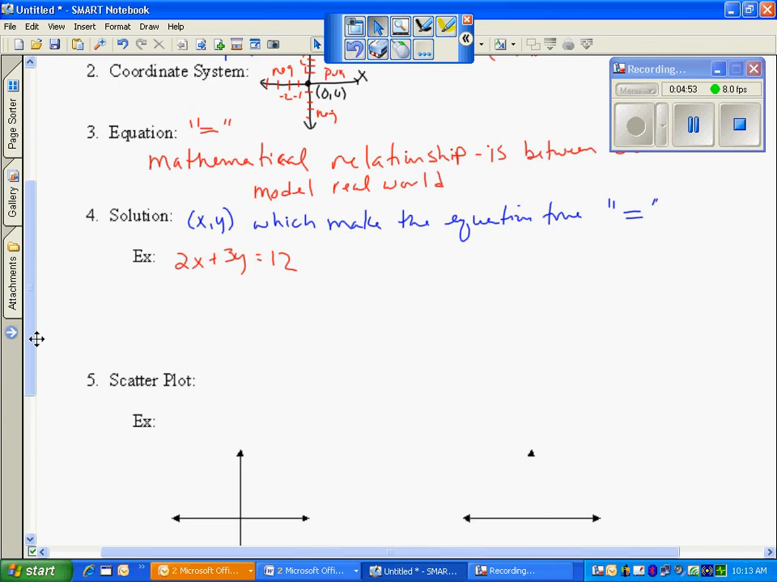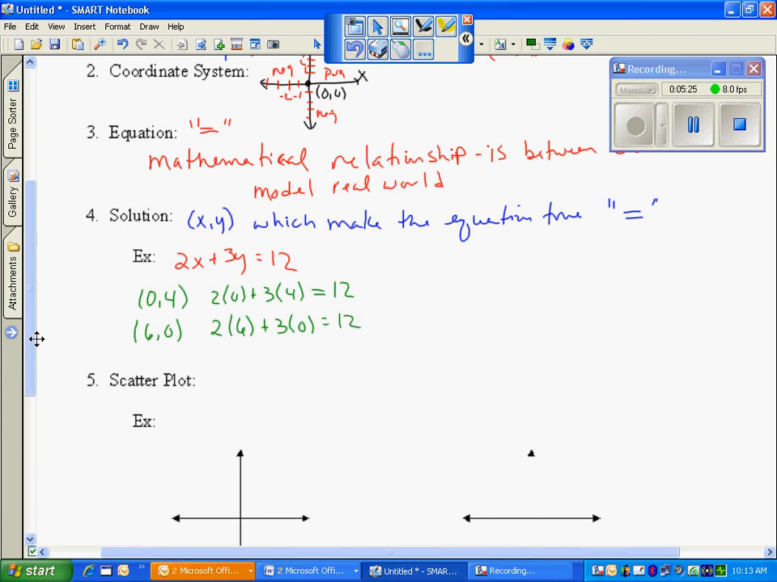Is (0, 4) a solution? Well, how do I tell? X is 0, y is 4. My equation, my equal sign, is true. Algebra is about left hand equaling right hand. My left hand, 3 times 4, is equal to my right hand. Does (6, 0) make that equation true? Is 2 times 6 plus 3 times 0 also equal to 12? Yes, it is. Left hand equals right hand.